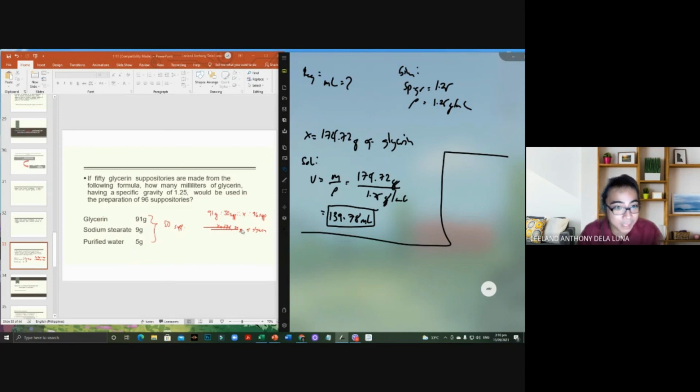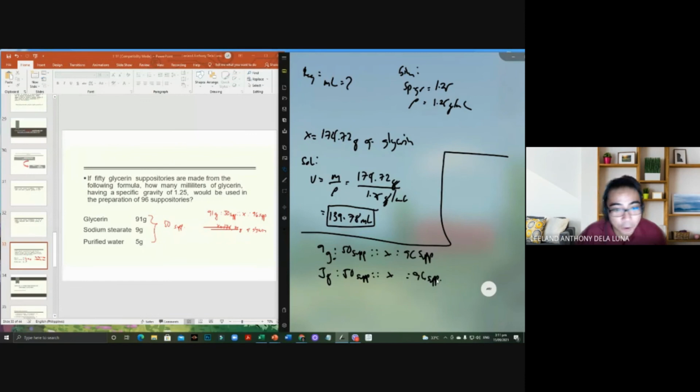Now, glycerin, class, comes in the form of liquid. So obviously, pwede akong gumamit ng graduated cylinder provided I know the density, which is 1.25 nga. Okay? So sodium stearate, halimbawa, ano lang proportionality ko dyan? 9 grams is to 50 suppositories, then X is to 96 suppositories. And same goes with purified water. 5 grams is to 50 suppositories, then X is to 96 suppositories. Then you can compute for this na.